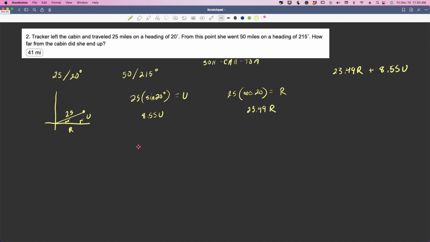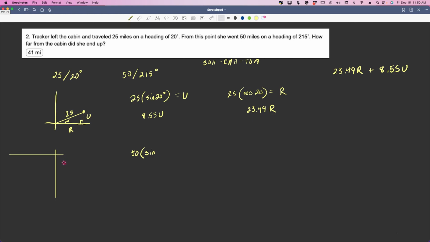The second one, we're going to do the same thing. 50 times the sine of 215 degrees is equal to u. Actually, no. It's not 215 degrees. Sorry, I forgot to draw my picture. All right, 215 is going to be in the third quadrant.